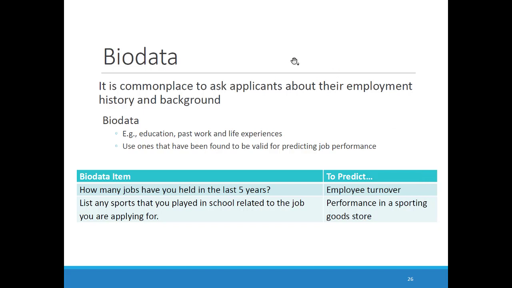Biodata items could include, for instance, how many jobs have you held in the last 5 years? And what that might be trying to get at is, is the employee likely to leave your company? Are they likely to turn over? Another question would be, list any sports that you have played in school related to the job you're applying for. This could predict job performance in a sporting goods store. These things are relevant for the things that they're predicting.